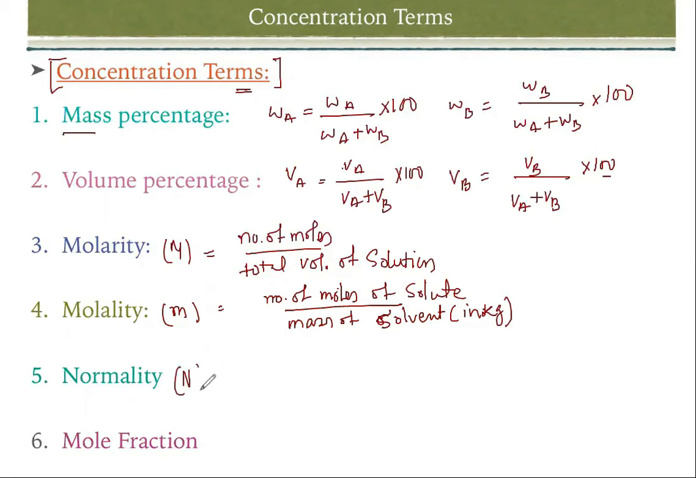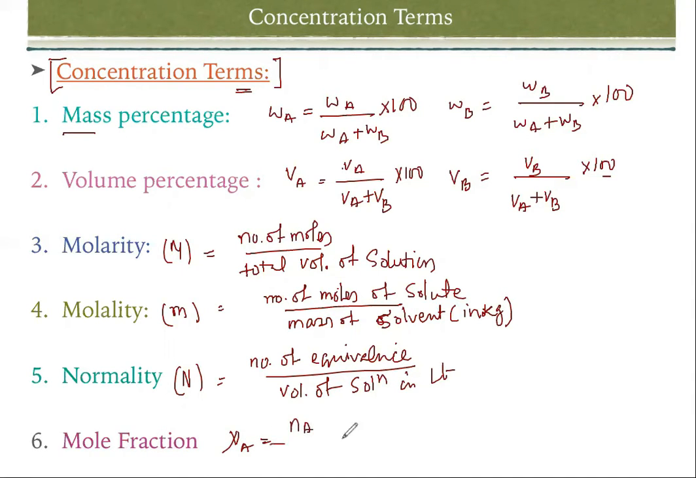Normality stands for N. We know that it is the number of equivalents divided by the volume of solution in liters. Mole fraction: XA is equal to the number of moles of A divided by the total number of moles, that is Na plus Nb, and XB is equal to Nb divided by Na plus Nb.